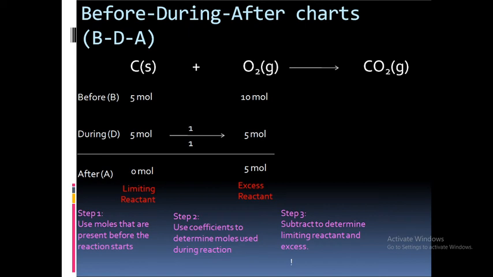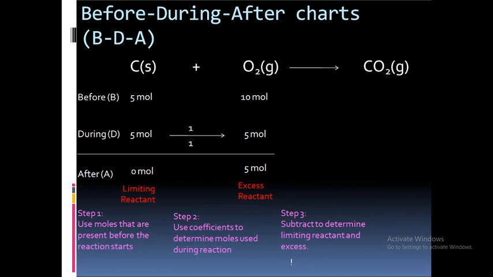Okay. So what about the oxygen here? Oxygen is the excess reactant. Why? As per the stoichiometry, 5 moles are required. But how many moles are present before the reaction starts? 10 moles. So step number 3, subtract to determine the limiting and excess reactant. Before 10 moles, during 5 moles. So what about the excess reactant here? 5 moles. That's why oxygen is called the excess reactant.